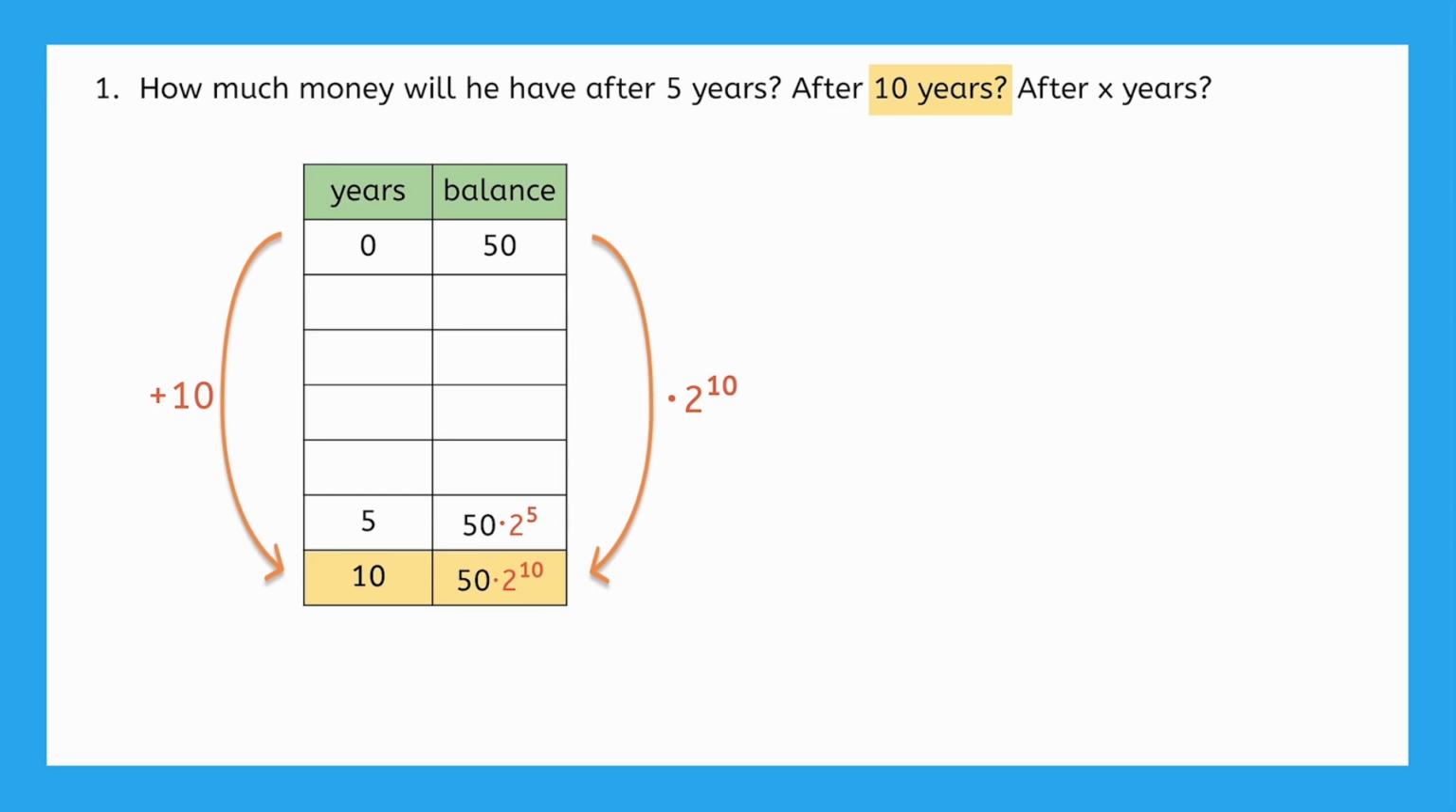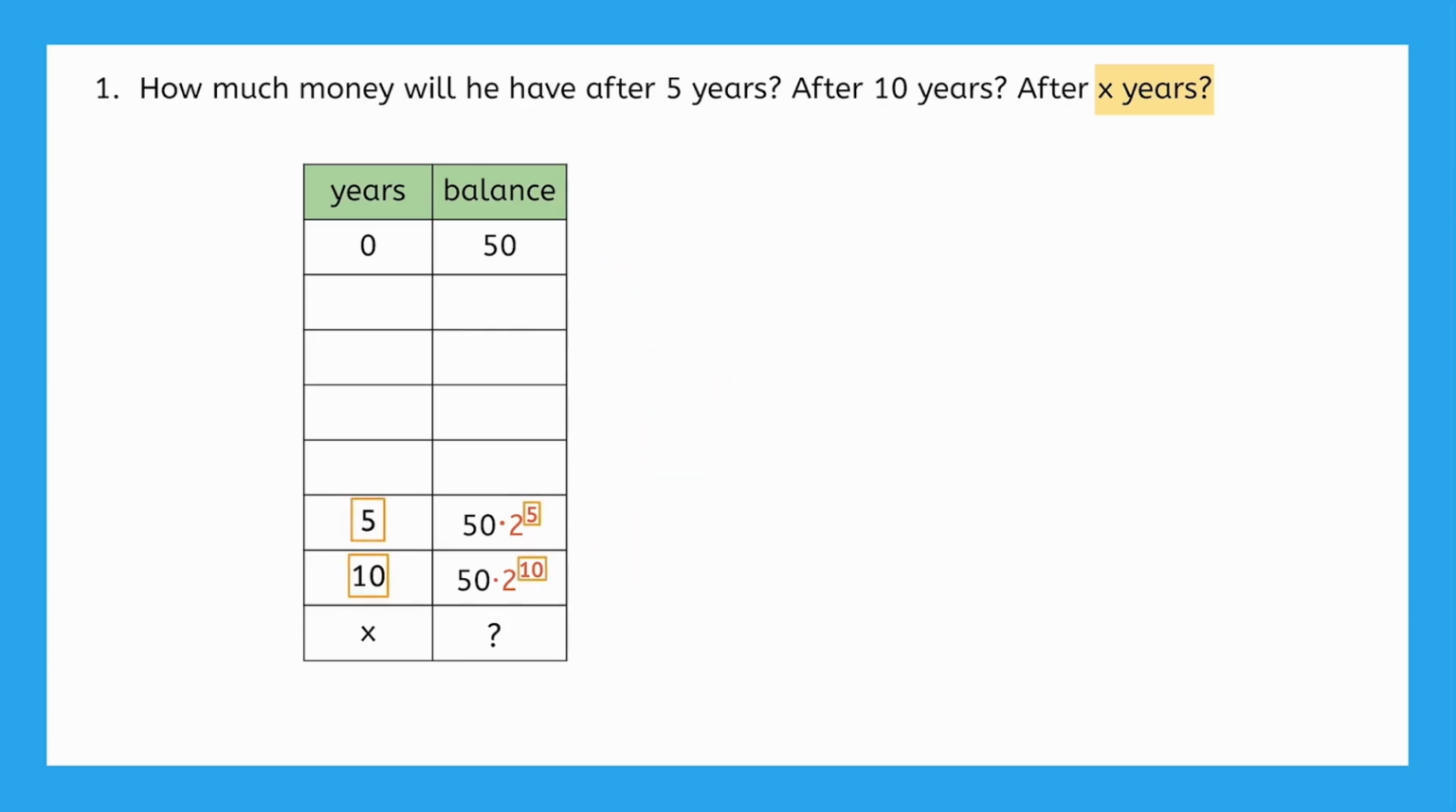Now we need to find the balance after x years. If you weren't able to answer this question before, pause the video and try again now. Without having a specific value for x, it's impossible to find a specific dollar amount. However, notice how the exponent of the 2 from the previous balances is simply the number of years. So, after x years, the balance would be this same expression but with an x as the exponent. That is, 50 times 2 to the power of x.